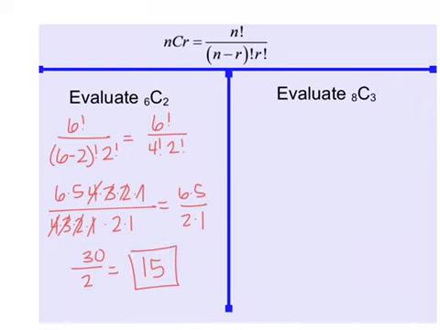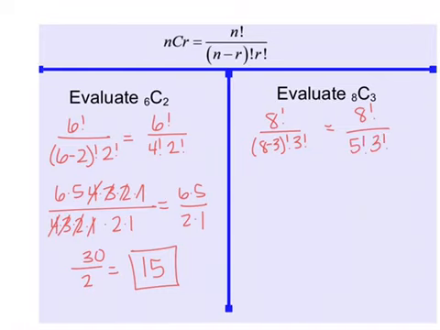So now I have 8 choose 3. So again, 8 is my total, that's my n, divided by 8 minus 3 factorial times my r factorial. If I simplify that, I get 8 factorial divided by 5 factorial times 3 factorial.